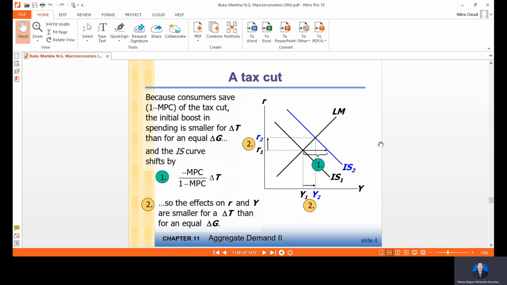And the next one is about a tax cut. Because consumers save part of the tax cut, the initial boost in spending is smaller for delta T than for an equal delta G. So it will shift the IS to the right. It will make both the interest rate and national income increase, but the increases in R and Y are smaller for delta T than for an equal delta G. So we cannot exactly measure the effects, but we can look at the direction of the movement here.